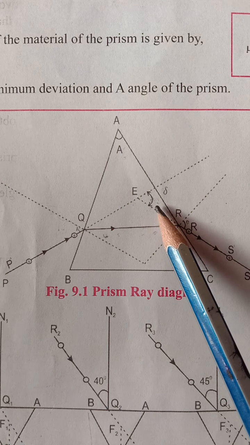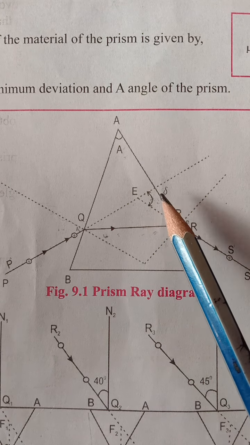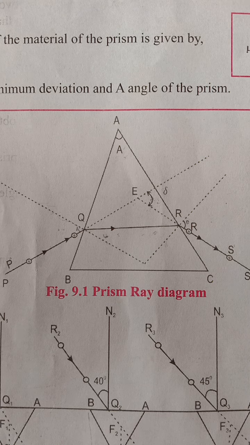Between these two, the angle will be delta, that is the angle of deviation. So for different values of angle of incidence, we will have to measure the respective values of angle of deviation. In all, there are 7 different angles given. The angles of incidence given are 35 degree, 40 degree, 45 degree, 50 degree, 55 degree, 60 degree and 65 degree. And for these angles, we will have to measure the respective angles of deviation.